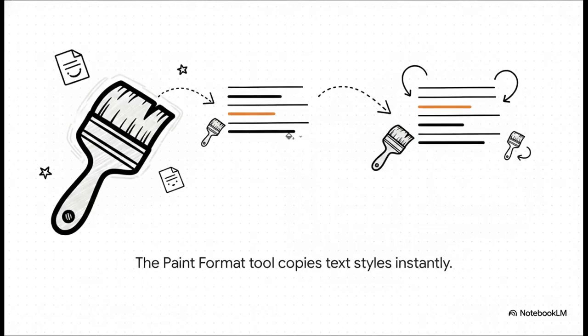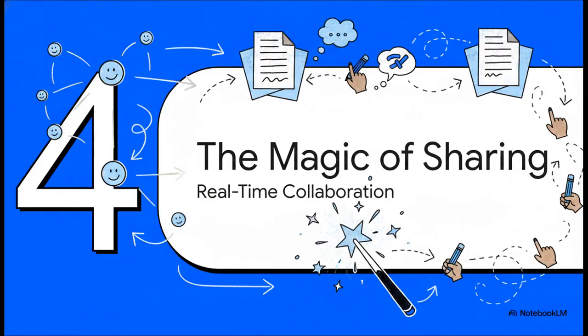And I have to show you this incredible time saver, the Paint Format tool. Let's say you've spent time perfectly styling a specific word. Maybe you made it bold, changed the font, and gave it a custom color. Well, you can just highlight that perfectly styled word, click the little Paint Format icon, and then magically apply that exact same styling to any other word in your document with just one single click. It's so good. Section 4, the magic of sharing, real-time collaboration.